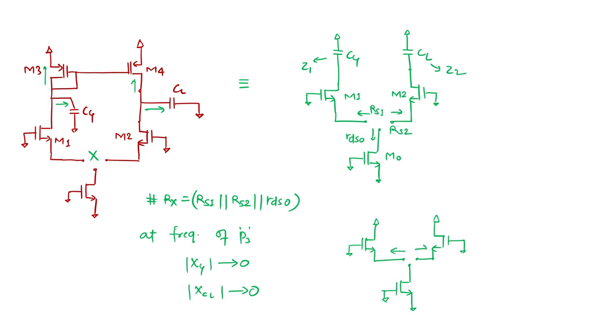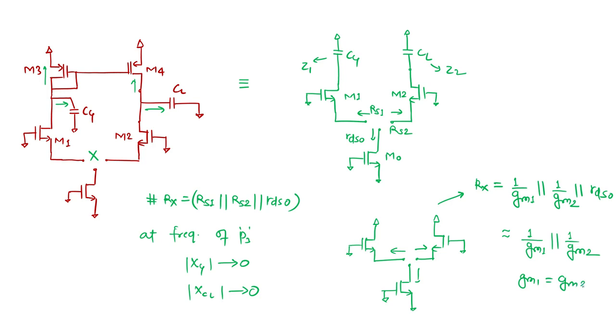This side is 1/Gm1, and 1/Gm2 is RDS. So what Rx exactly for this structure is coming as 1/Gm1 parallel (1/Gm2 parallel RDS0), and it is approximately 1/Gm1 parallel 1/Gm2. We know that Gm1 equals Gm2, so approximately I can write it as 1/(2Gm1). Okay, this is my Rx.